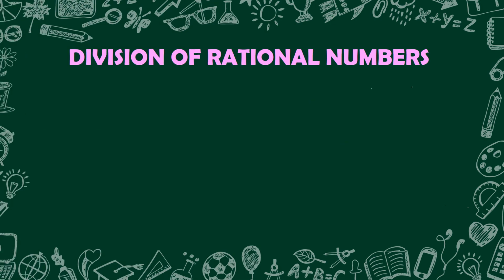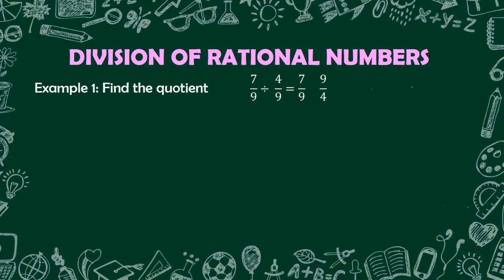Let us have an example. Find the quotient of 7 over 9 divided by 4 over 9. First, copy our dividend, 7 over 9, then get the reciprocal of 4 over 9. Or pagbaliktarin lang natin ang numerator at denominator. That is 9 over 4. Then proceed to multiplication. We will have 7 times 9 all over 9 times 4.